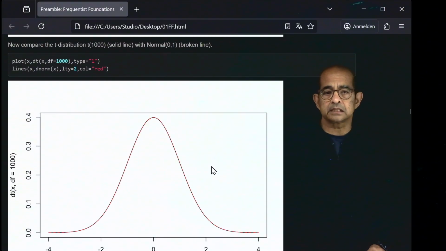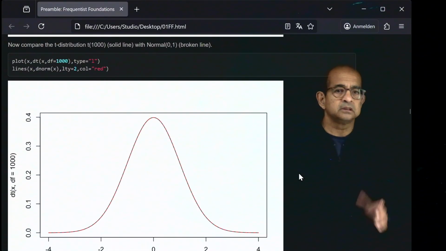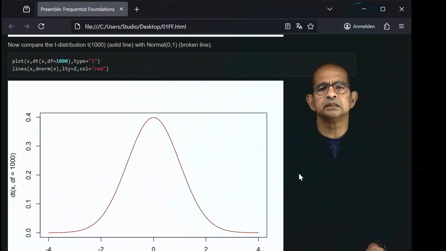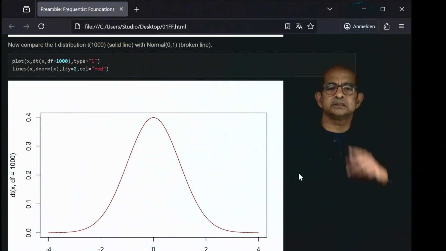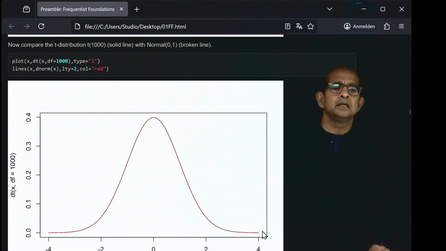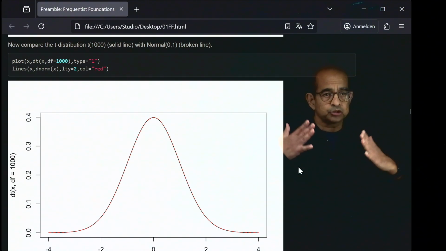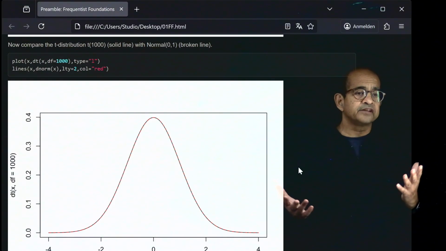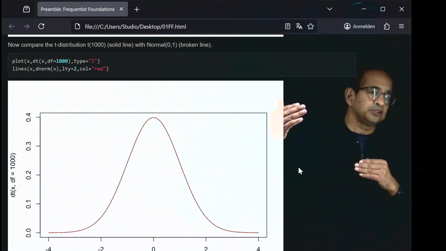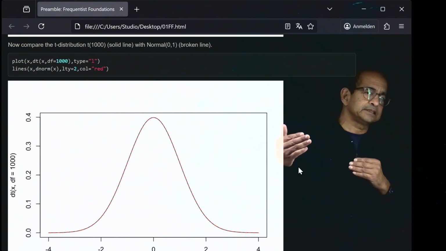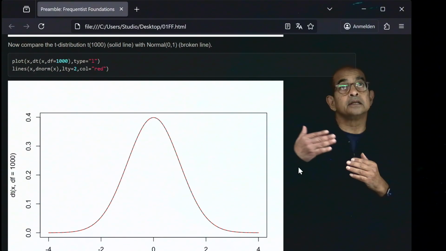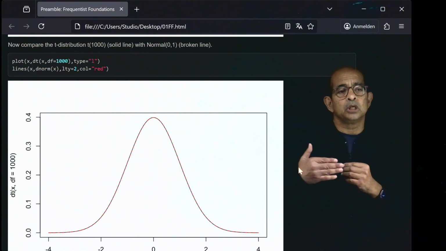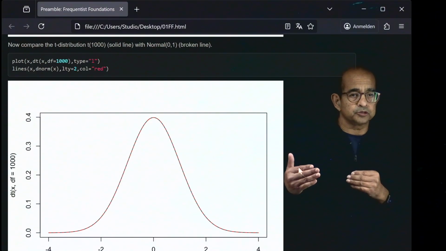But if we increase the sample size to much larger values, I don't know what I've used here, 1000 or 2000, it doesn't matter. For some large n, you'll see that the two distributions start to align. The t distribution becomes more and more like the standard normal distribution. In fact, as n goes to infinity, if you keep increasing the sample size, the t distribution will approach the standard normal distribution.